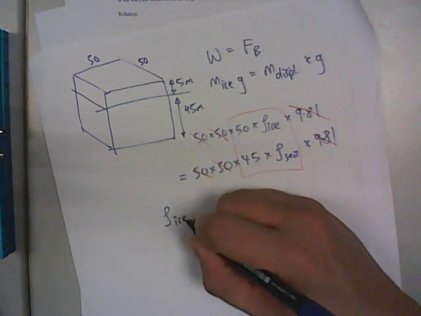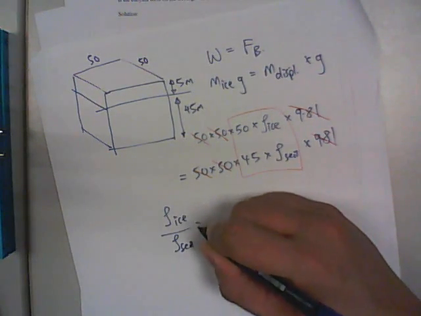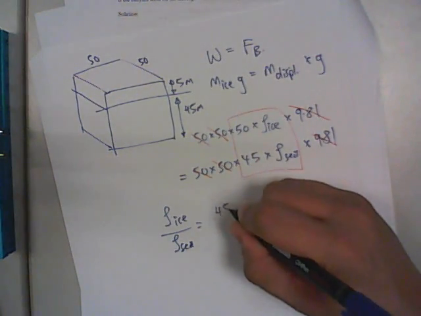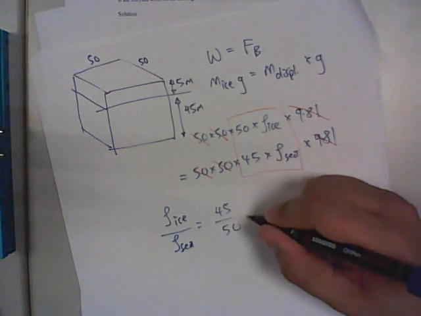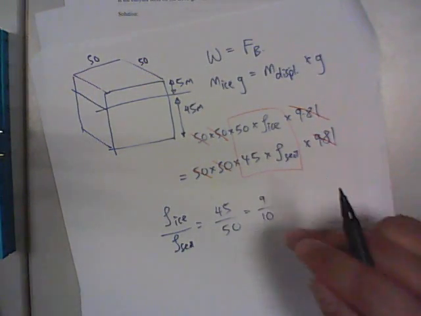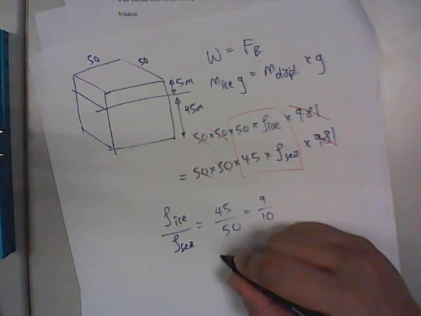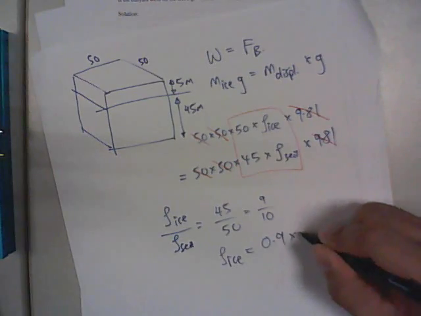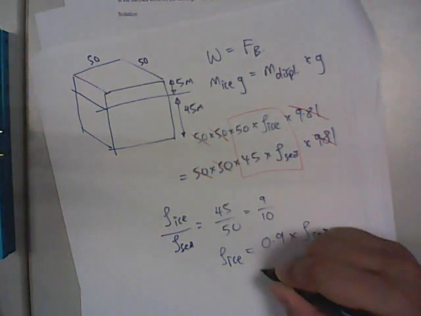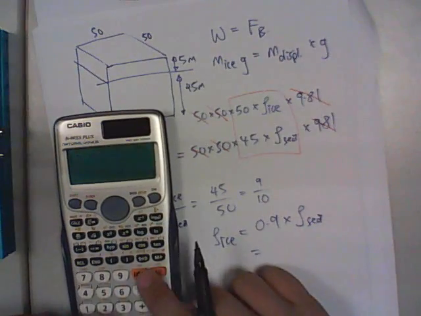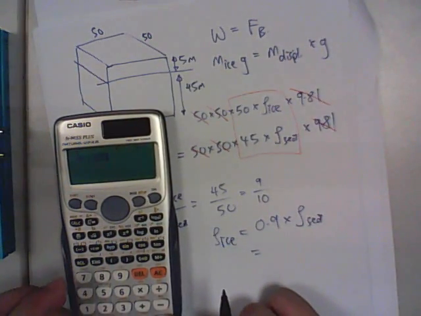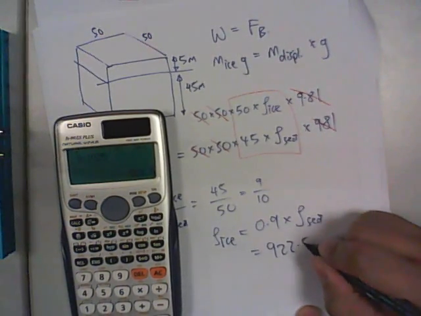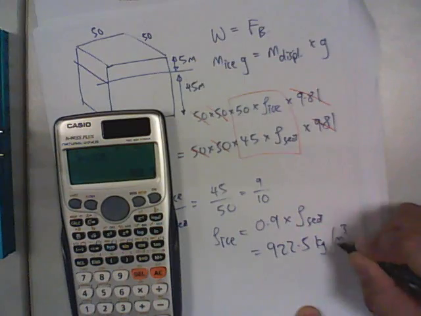So the density of ice over density of seawater is 45 over 50. Okay, it is 90% the density of seawater. 0.9 times density of seawater. 1025. 922.5 kilogram per meter cube.